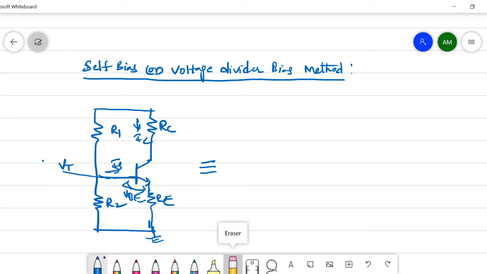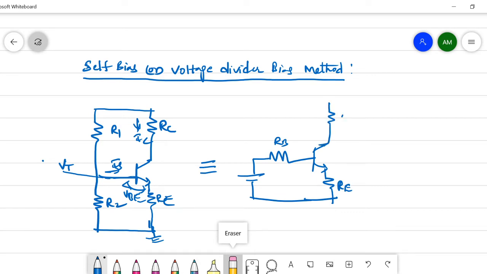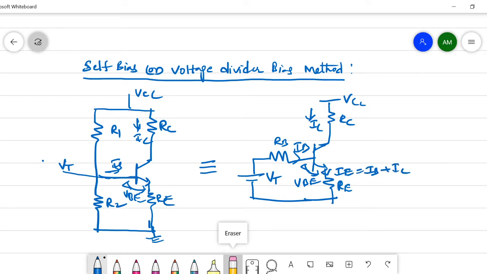The equivalent circuit has the base resistor RB, which is R1 parallel with R2, the Thevenin's voltage V Thevenin, the emitter resistor RE, and RC. This is VCC, here also VCC. The collector current IC passes through resistor RC, with VBE, base current IB and V Thevenin here. The emitter current IE is equal to IB plus IC.